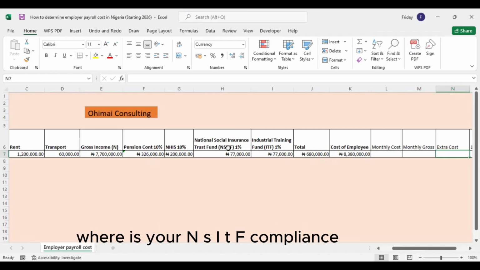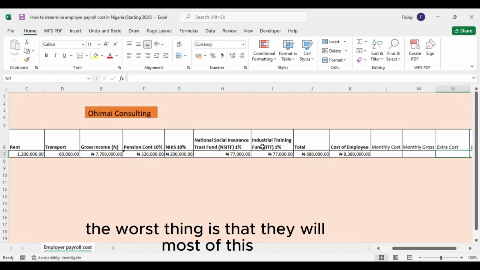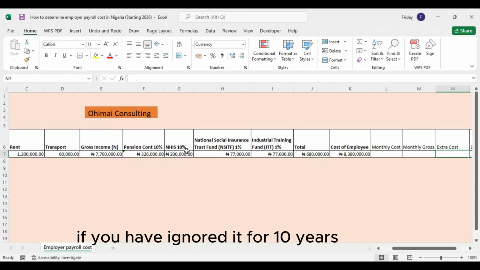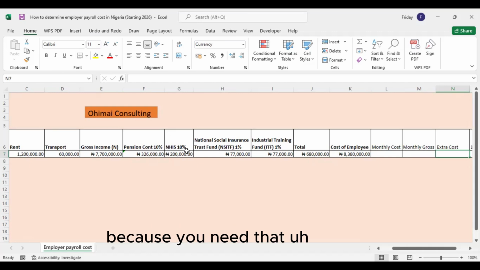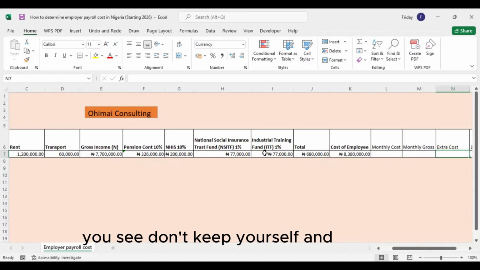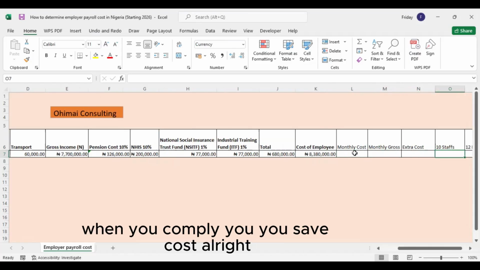Where is your NSITF compliance? Where is your ITF compliance? And if you don't have it, you will pay. The worst thing is that for most of these laws, they use the date of your CAC registration. If you have ignored it for 10 years, you will start paying the default from those 10 years, because you need that clearance to get that contract. Don't keep yourself stuck somewhere. Just ensure that you comply with government law. When you comply, you save costs.